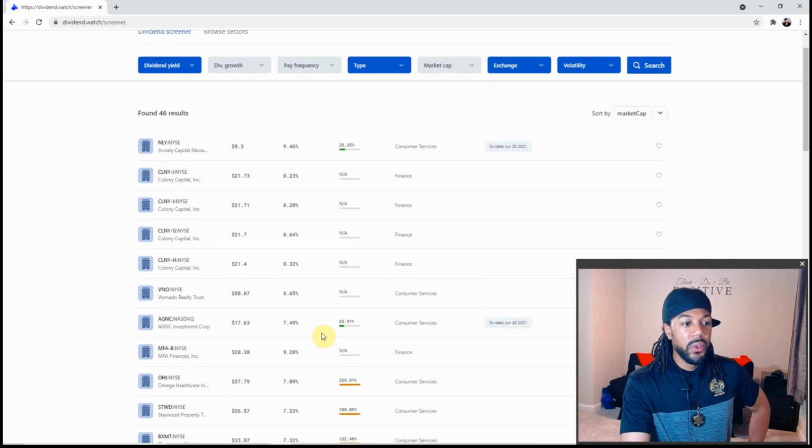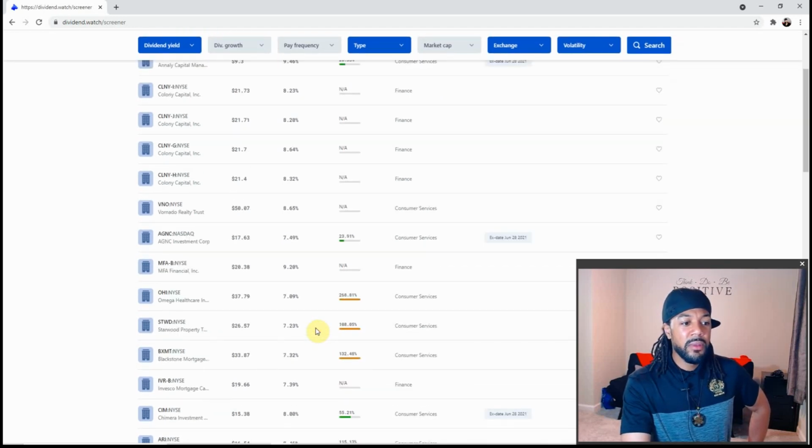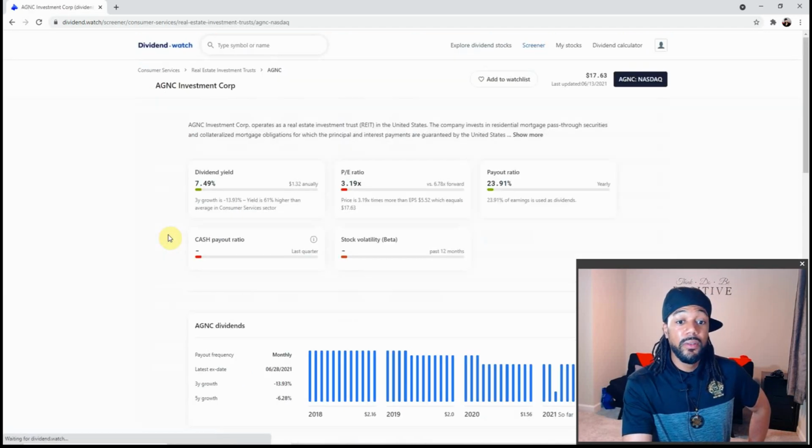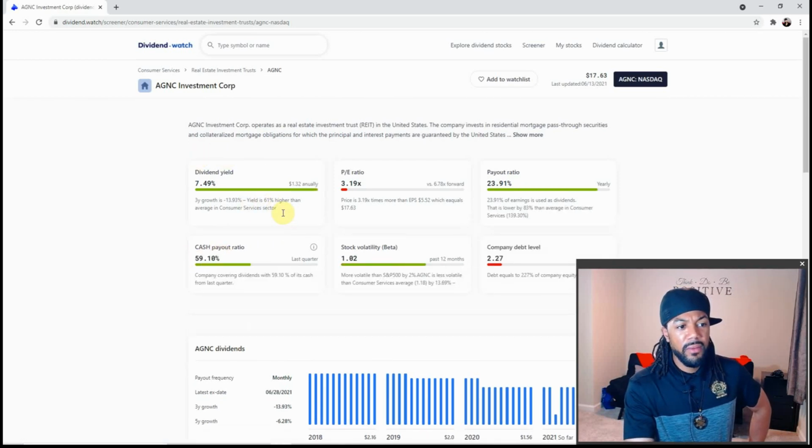Alright, so there's a lot of nice names up here. I know this is one that's real popular, AGNC. But I'm going to click on this. I'm going to show you guys what it looks like when you actually click on a company on Dividend Watch. Alright, so you have the dividend yield. It'll tell you what it pays out annually. It'll tell you the payout ratio, which is how much percent of its earnings it actually pays out.